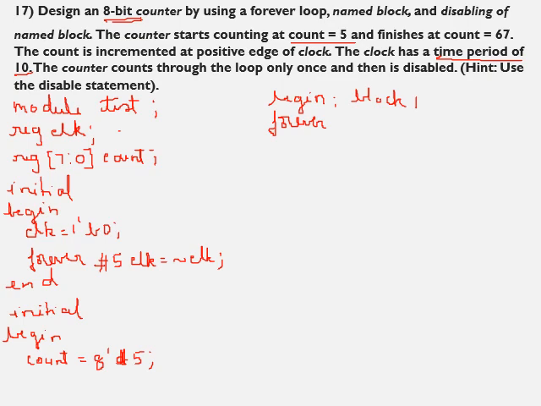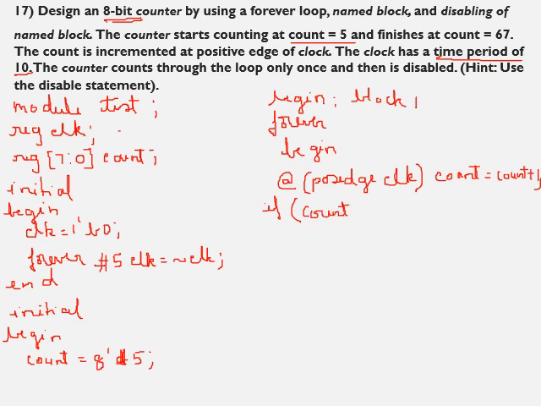and inside this I have the counter implemented, that is forever at positive edge of the clock. So this is inside begin and end at positive edge of the clock, count equal to count plus 1. Okay. Now here I will check after every time count is modified or incremented. I will check if count is greater than 66 or less than 5.